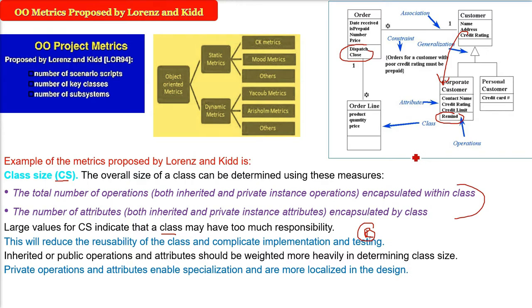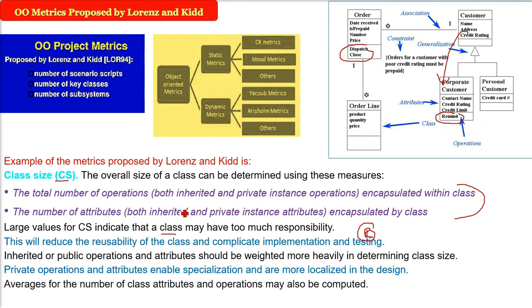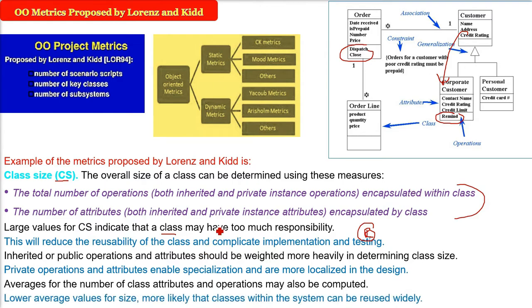The private operations and attributes will enable specialization. Why? Because it is more specialized. It will not be inherited, it will not be used anywhere else. So they are more localized in the design. So we can compute averages of the number of class attributes and operations, and if you have low average values of this class size, it is more likely that classes within the system can be reused. They can be reused in other projects or in this one only.